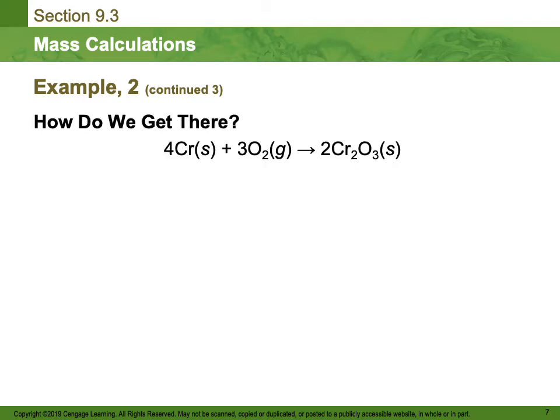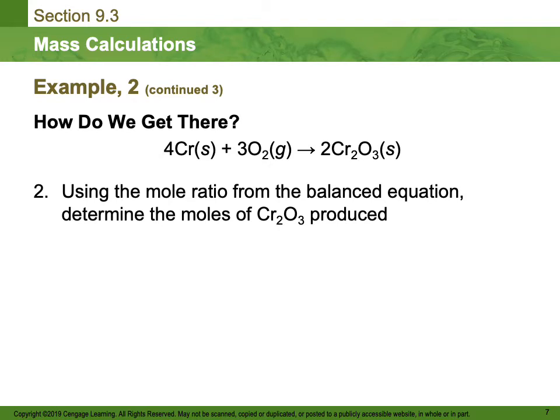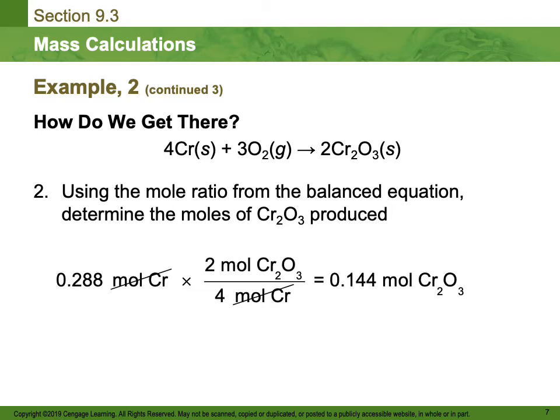Step 2 of how do we get there, again, there's our balanced equation. In step 2, we use the mole ratio from the balanced equation to determine the moles of chromium-3 oxide that will be produced. So our mole ratio in this case, if we look up at the numbers, we have 2 moles of chromium-3 oxide produced for every 4 moles of chromium that are consumed. We've already converted our mass of chromium into moles of chromium. So now we have moles of chromium from the previous slide. That's 0.288. And we just multiply by the mole ratio.